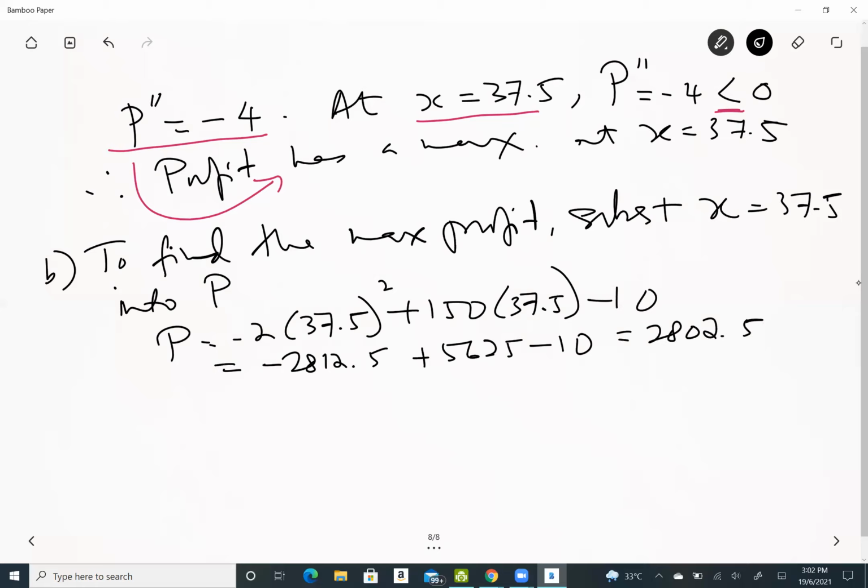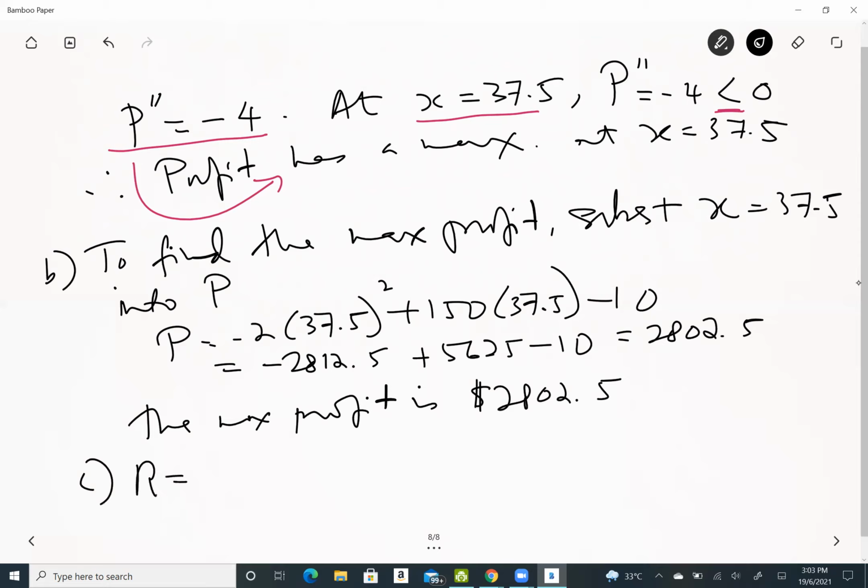that is equal to 2802.5. So here, we just say that the maximum profit is equal to that value. So the maximum profit is $2802.5. Okay, and then for part C, I interpret the marginal revenue.